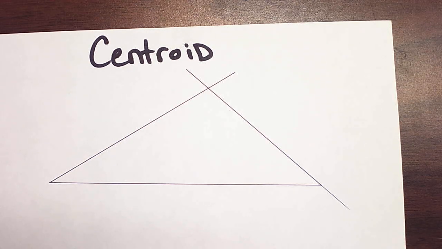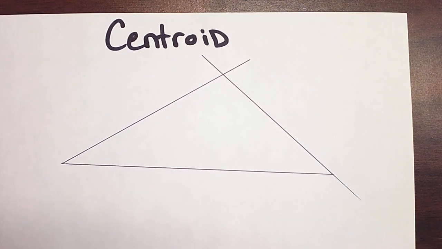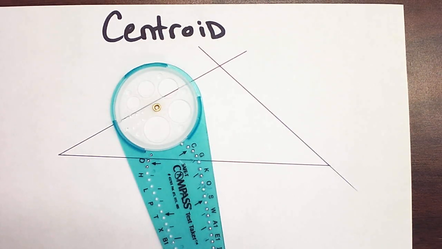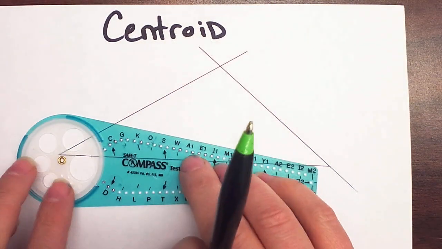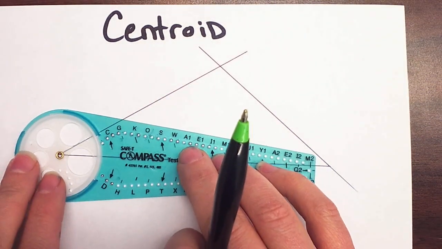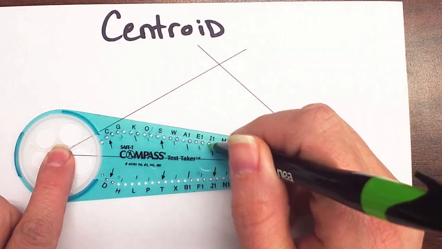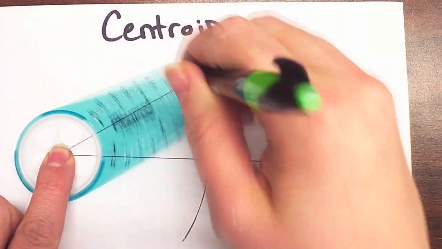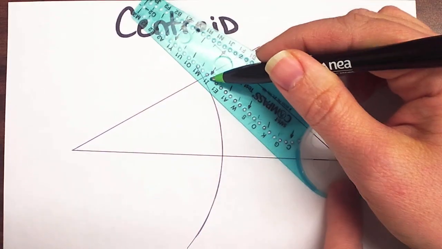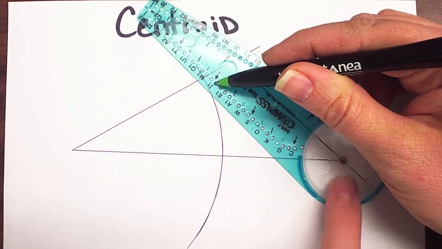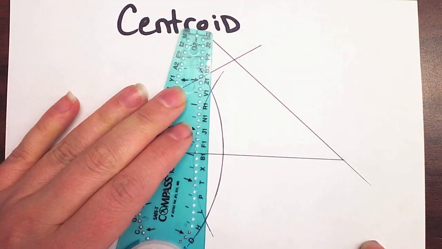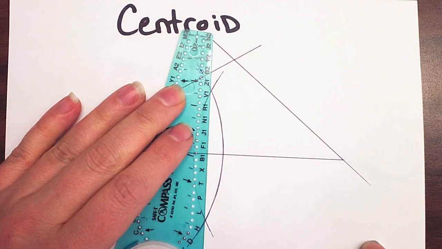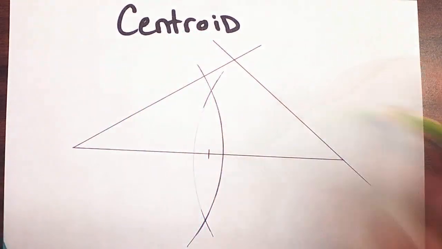In this video, I'll be modeling how to construct the centroid of a triangle using a safety compass. First thing you want to do is construct a median. In order to do that, we need to find the midpoint of one of the sides. So I'm constructing congruent arcs so I can locate the midpoint of this side.